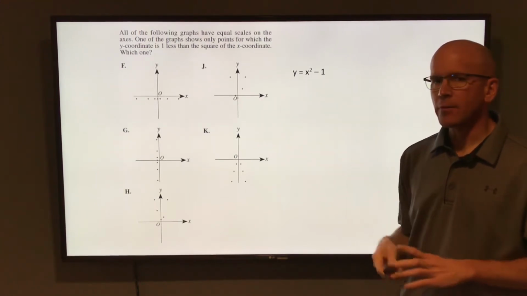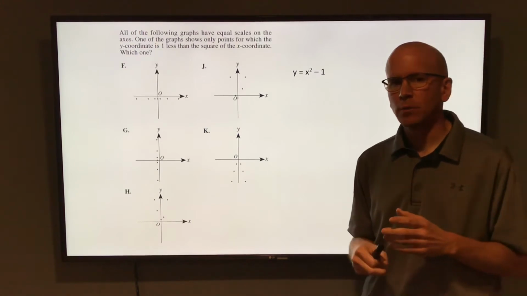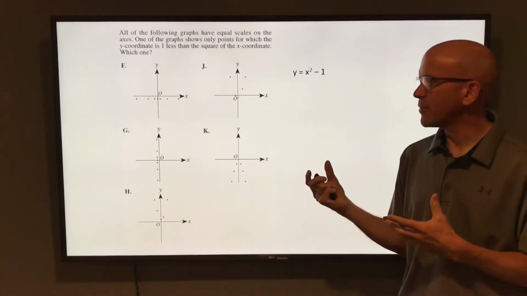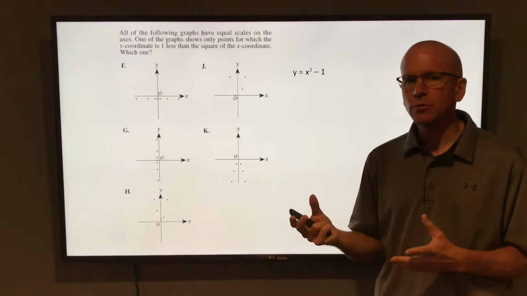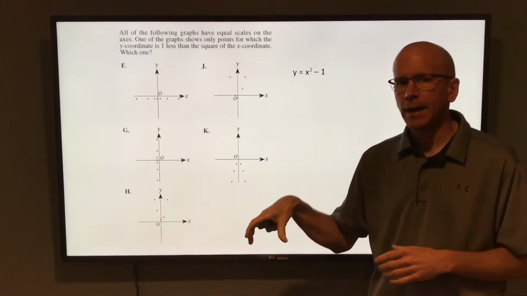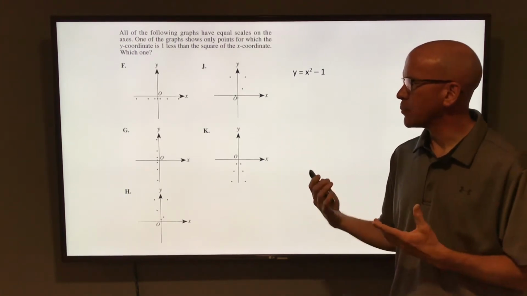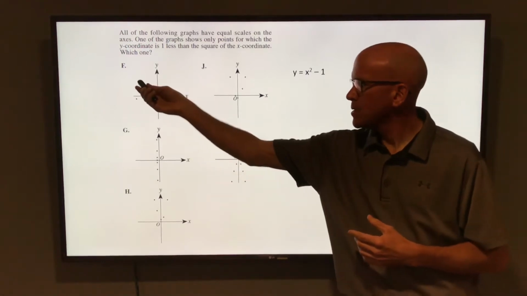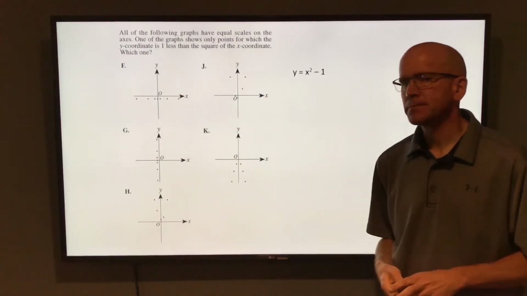Now that is a quadratic equation. If you know anything about quadratic equations, the graph of it will be a parabola. That's a U-shaped graph, either opening up or down. So with it being a parabola opening up or down, you can throw f out, you can throw g out.